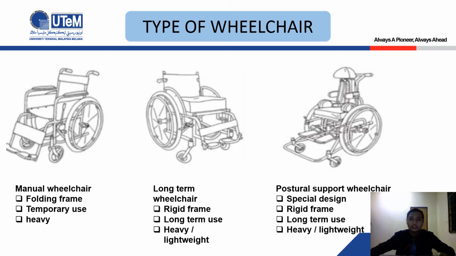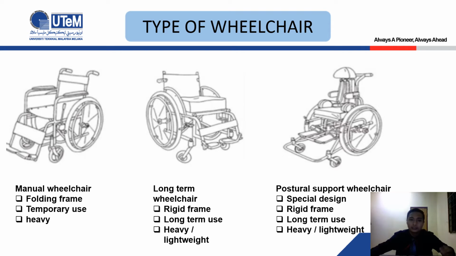First is the manual wheelchair. The specification of this type of wheelchair is that its frame can be folded, because usually these wheelchairs are for temporary use, and we can usually see this wheelchair used in hospital or clinic areas. Usually the manual wheelchair is heavy compared to the other two wheelchairs. Okay, next is the long-term wheelchair. This wheelchair usually has a rigid frame because it is for long-term use, and its weight can be heavy or lightweight based on the material used in manufacturing.